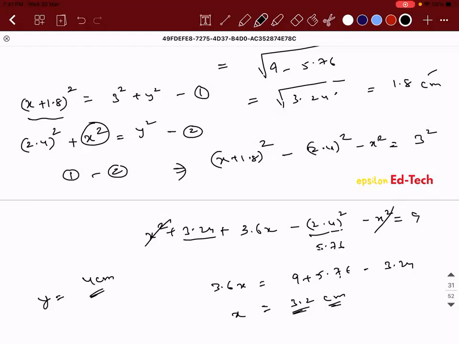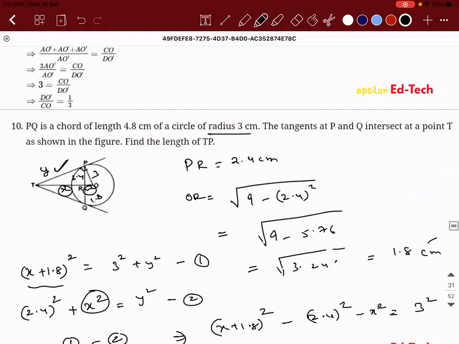Is that clear, guys? Is the logic clear? Sir, can you explain that second equation alone, sir? Second equation, Seema. You take the triangle PRT, correct? PRT, this is y, this is x, and this is 2.4. Now you know the right angle Pythagoras theorem. So y square is equal to 2.4 the whole square plus x square. Oh, okay, sir. Got it? Yes, sir. Perfect.